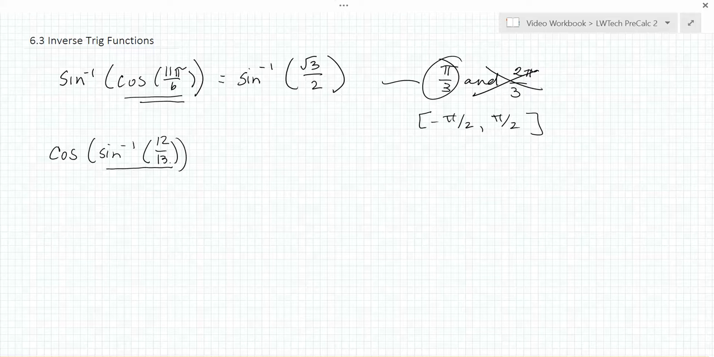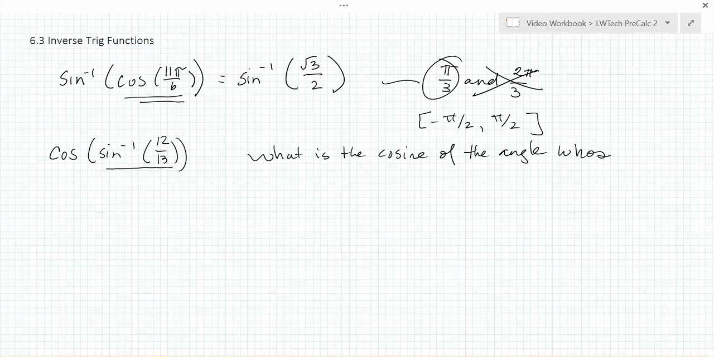So let's think a little deeper about what this problem is actually asking us to find. We could reword the problem in the following way. What is the cosine of the angle whose sine is 12 over 13? Well, we've solved problems like this before.